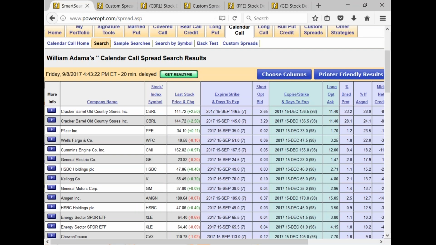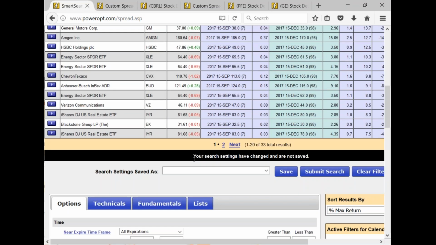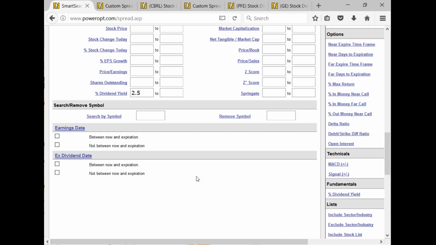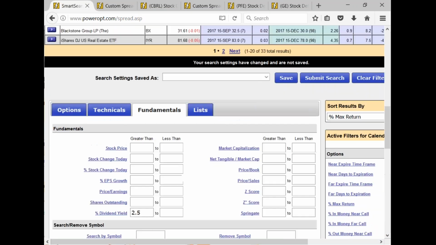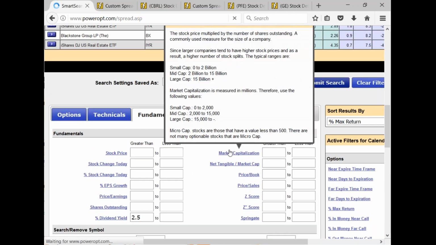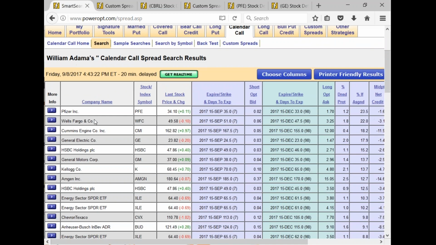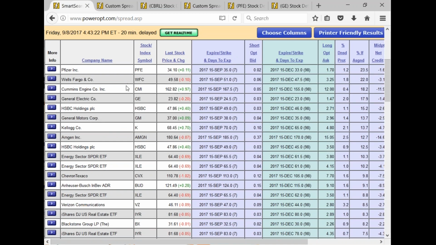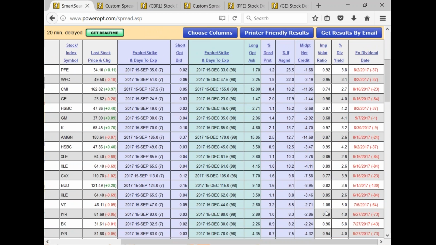Okay, so let's go back. And again, as we saw, it's one thing you can change. Go to fundamentals. Earnings date not between now and expiration. Get out Cracker Barrel and a few others. Back to Pfizer, Wells Fargo, Cummins Engine. It's one out to December again. And then check your dividend dates there as well. Okay?